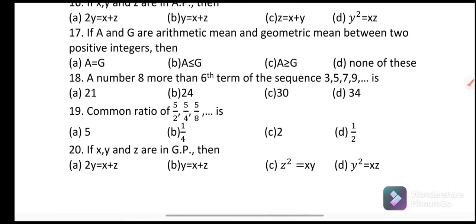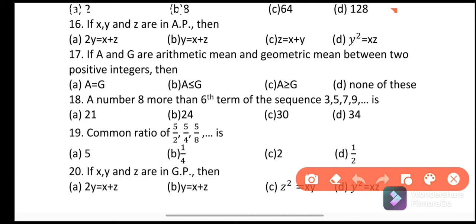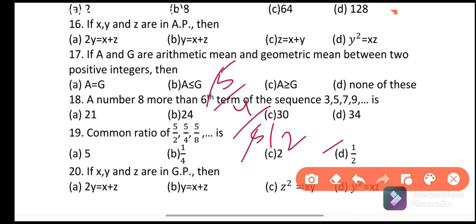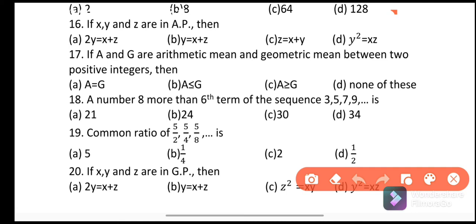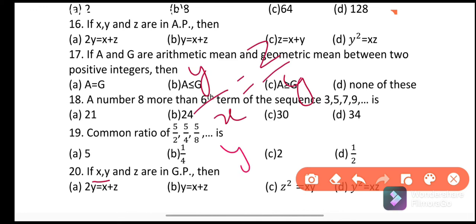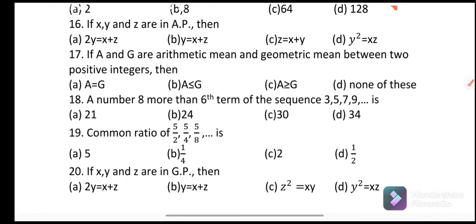Next question. The common ratio of 5 by 2, 5 by 4, 5 by 8 is 1 by 2, because 5 by 4 divided by 5 by 2 is 1 by 2. Next, if x, y and z are in GP, then y by x is equal to z by y, because the common ratio for consecutive terms is the same, that is y square is equal to xz. So the answer is D option.